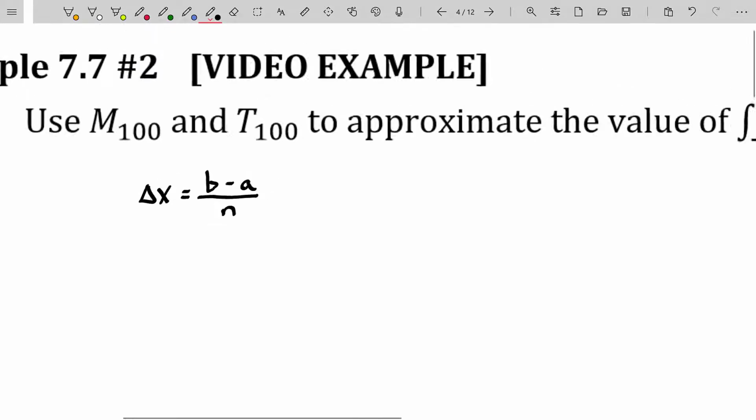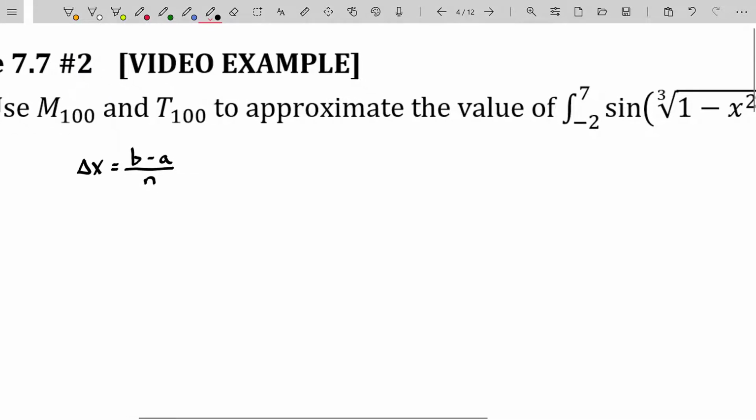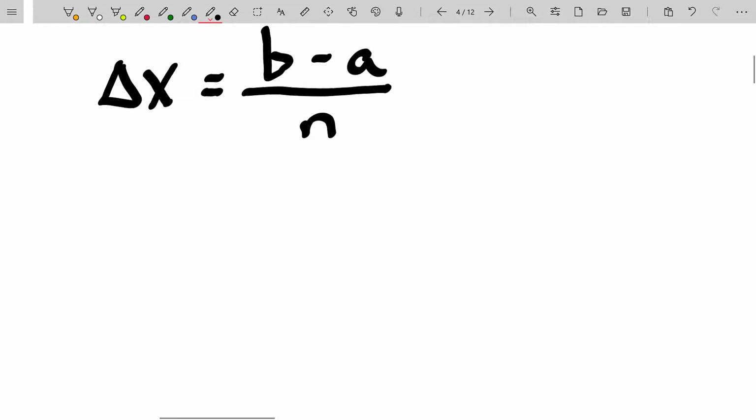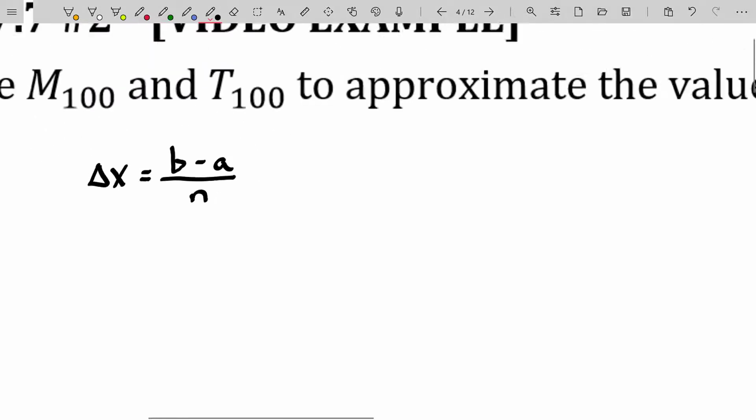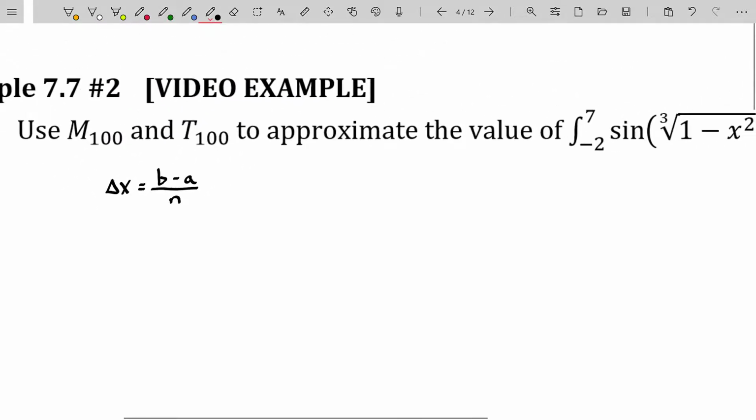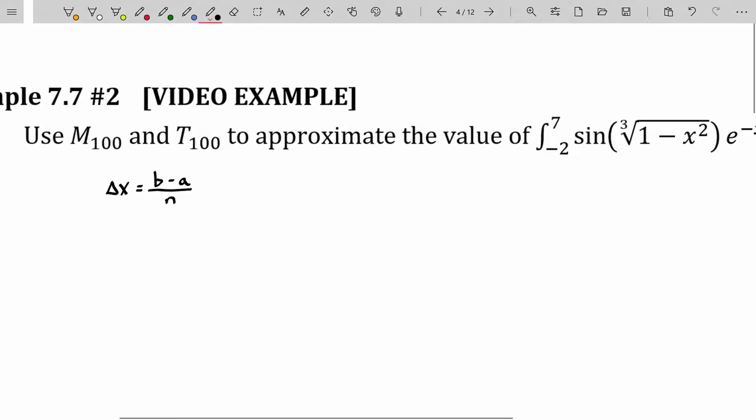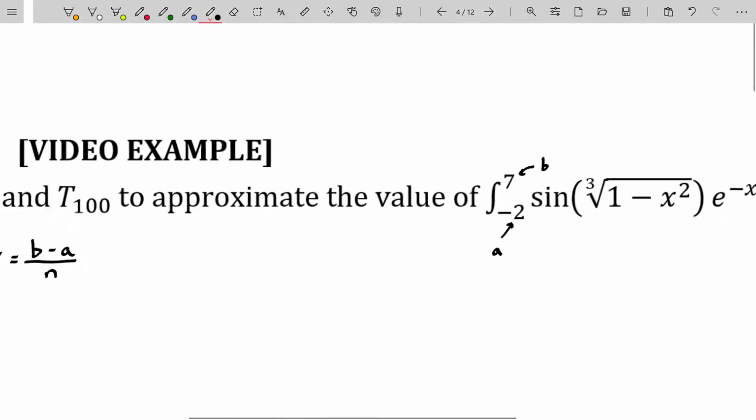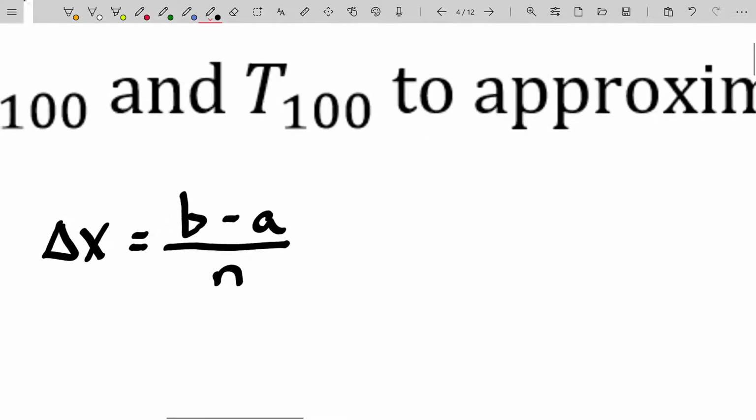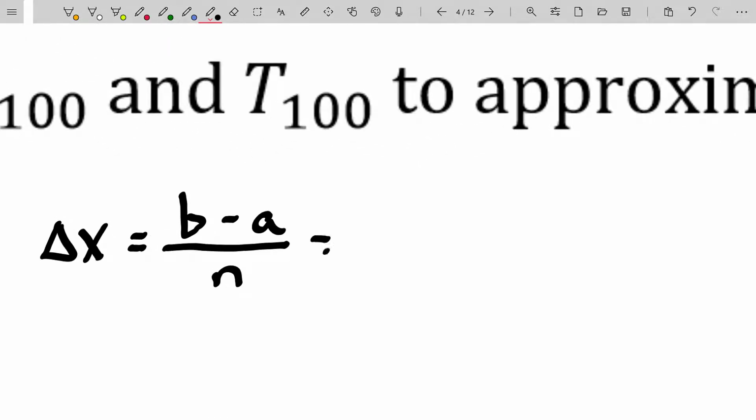Now, I'm letting you know that if you go into actual numerical integration, like in upper division and graduate level work, your delta x's are actually going to vary, just depending upon how quickly the function is changing over a given interval. But for right now, let's just pretend as though our delta x is not changing. In this case, a is equal to -2 and b is equal to +7. So let's go ahead and plug those into our formula, along with the fact that n is equal to 100.